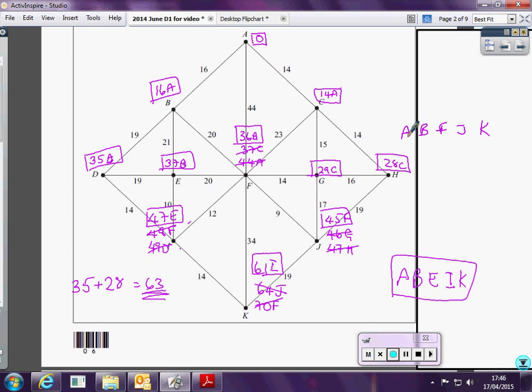So A, B, F is 36, and J is 45. So the shortest to here is 45, and then add 16. So 45 and 16 is going to be 55. 55, 61 would be the shortest route.